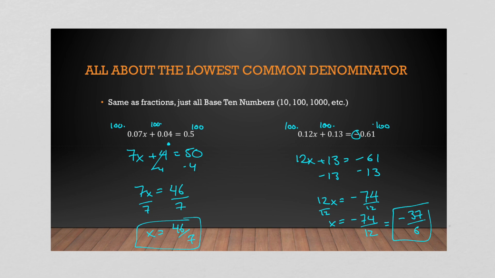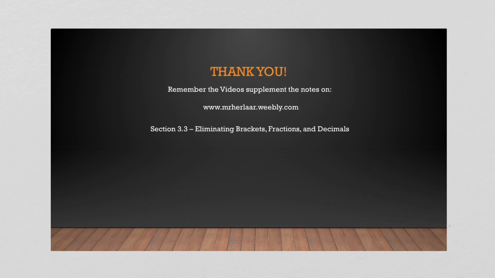So getting rid of decimals is really, really straightforward. It's just, is it tens, hundreds, or thousands? Odds are you'll probably only ever see tens or hundreds. So just multiply by 100 or 10, whichever is the lowest common multiple. Fractions are a little bit trickier, but we've seen that. So keep on keeping on. You're doing great.